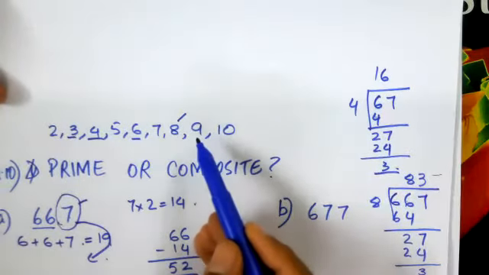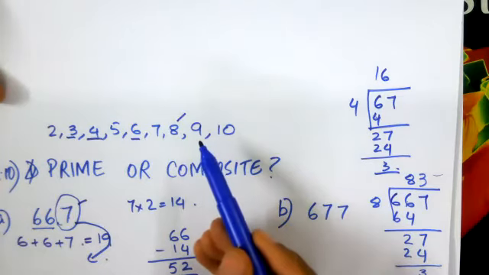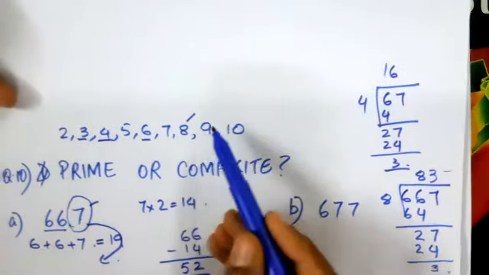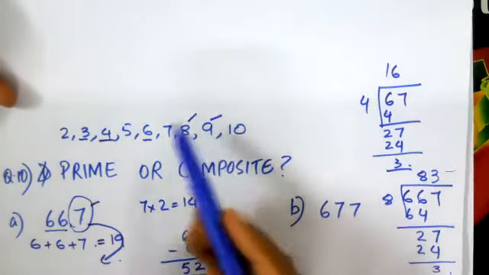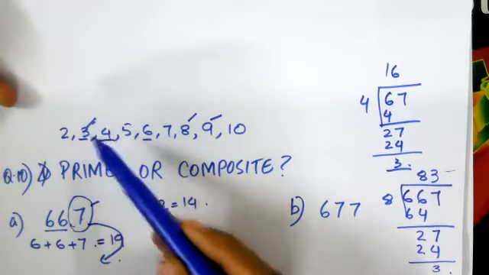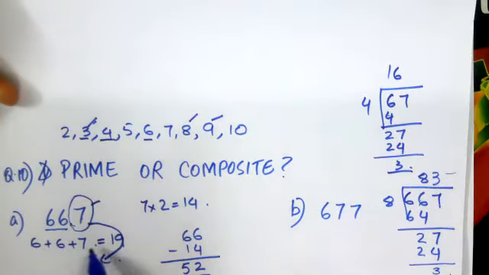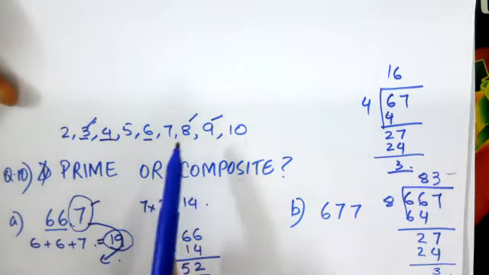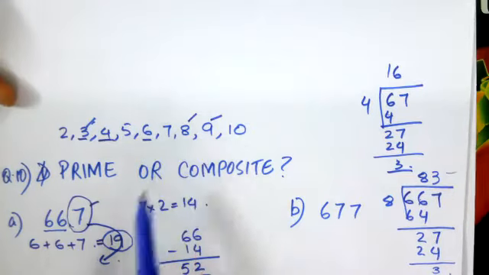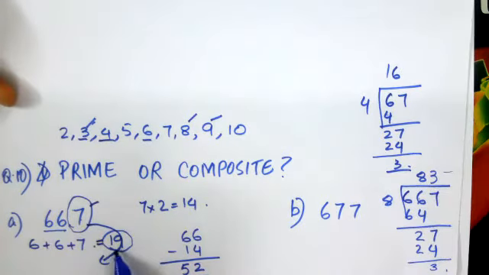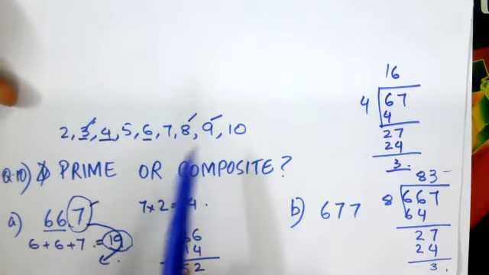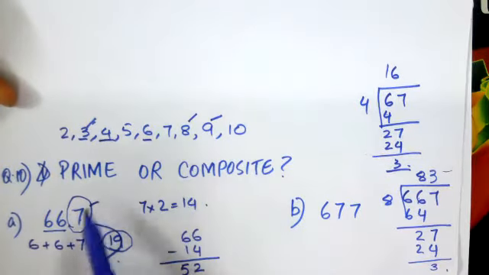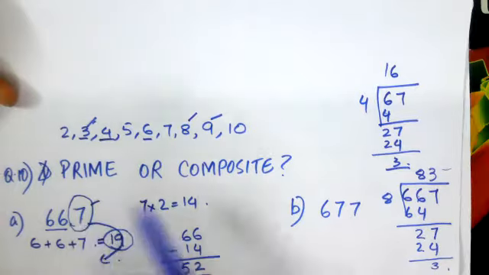Let's move on to 9. What's the divisibility rule for 9? Again, the divisibility rule for 9 is the same as that for 3. You add all the digits, and if the sum is divisible by 9, then the whole number will be divisible by 9. But the sum of the digits is 19, and 19 is not divisible by 9. So 9 is not a factor.